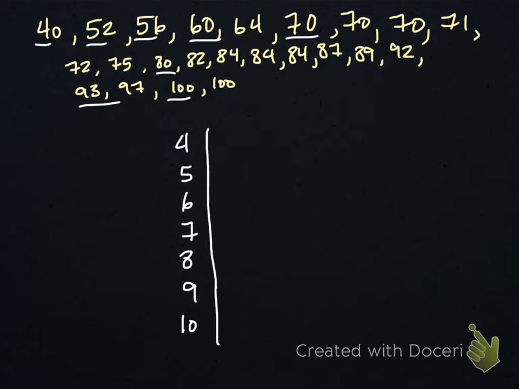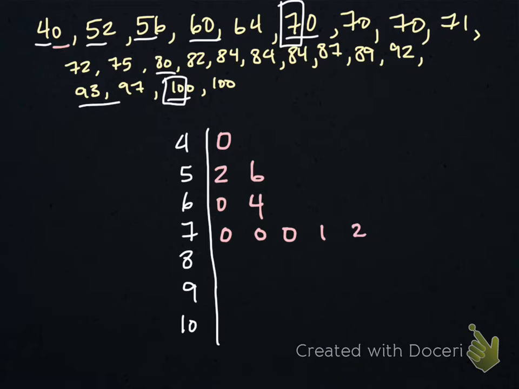Each of these digits is on the left-hand side of the vertical line. On the right-hand side, we're going to take the actual grade. So for 40, I'm going to take that 0 and put it right here. For the 50s, I had a 52 and a 56, so I'm going to put a 2 and a 6. For the 60s, I had a 60 and a 64. For the 70s, I had 3 70s, so 0, 0, 0, then a 71, a 72, and a 75.